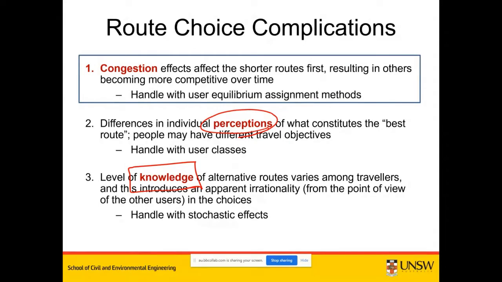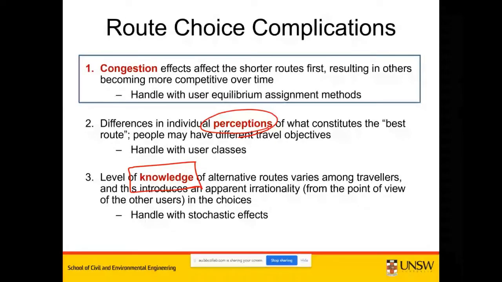So because of these differences of knowledge that people have, that creates some stochasticity in the route choice. The user equilibrium doesn't account for that. User equilibrium assumes the population is homogeneous in terms of their understanding and knowledge of the network. They all have the same knowledge of the network. But in reality, that's not true.